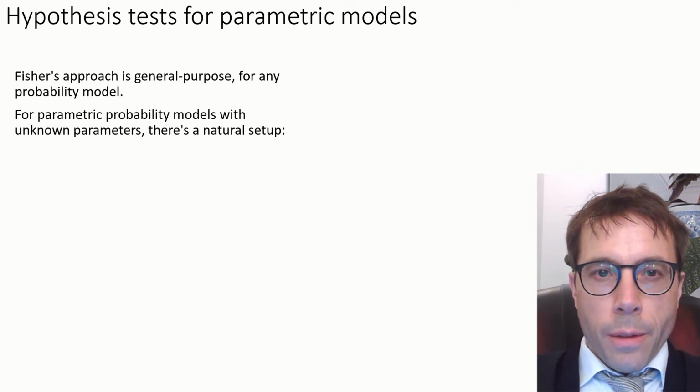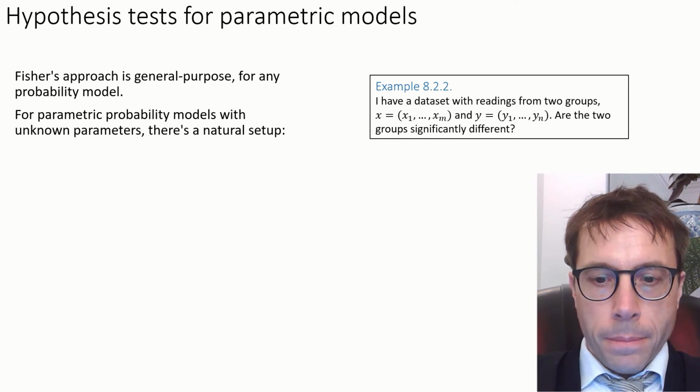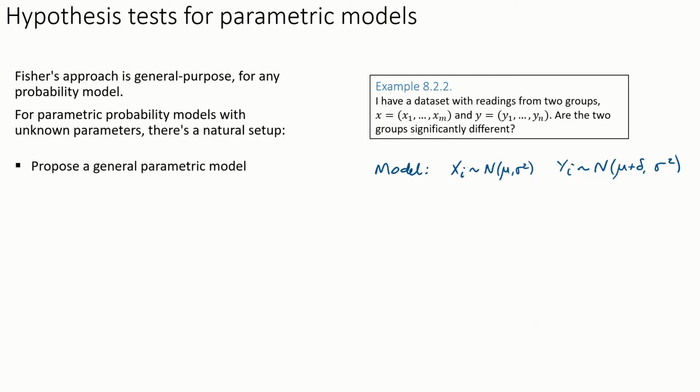To illustrate, here's an example question. We're given readings from two groups, an X list and a Y list, and we're asked if the two groups are significantly different. First, we'll write out our parametric model. This model should be rich enough to express the concept that we want to test. Here, we want to test if the two groups are different, so we'll choose a model that has a parameter delta measuring the difference between the two groups.